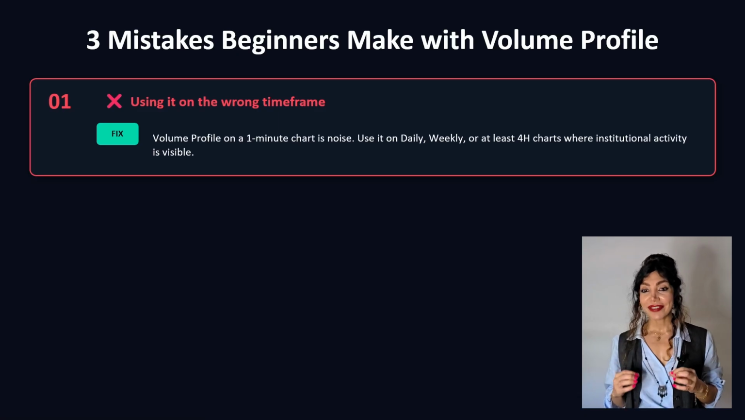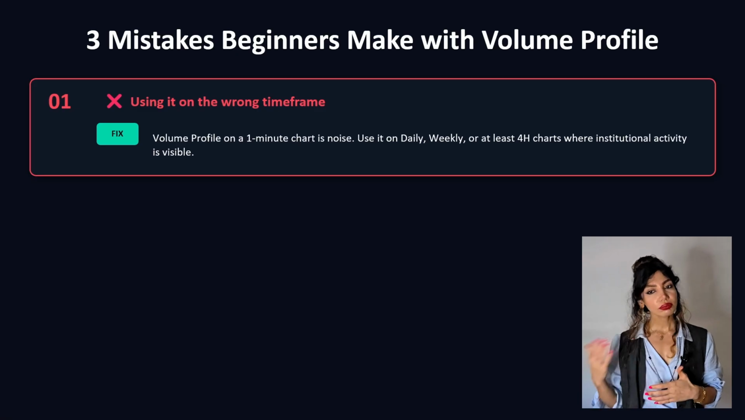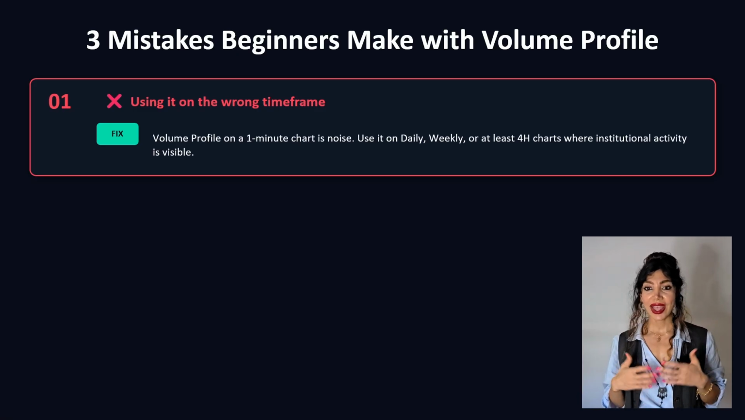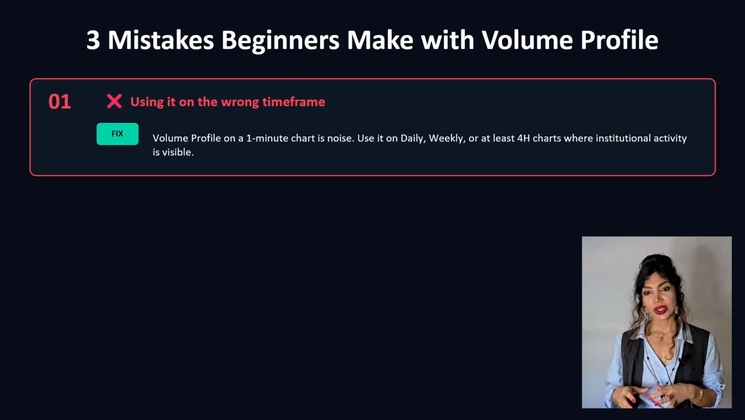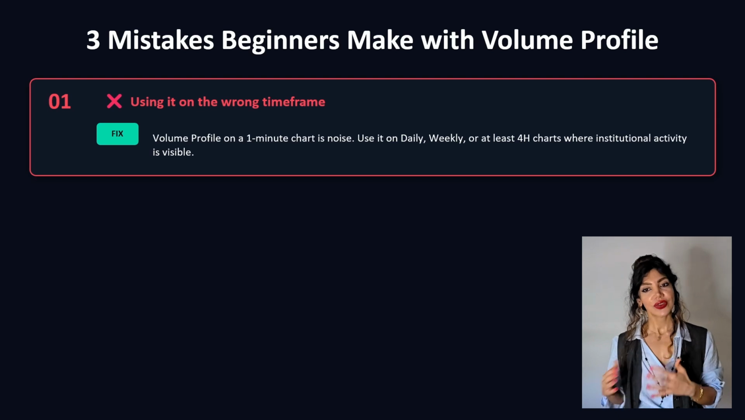Volume profile reveals institutional activity, and institutions don't operate on 1-minute charts. They operate on daily, weekly, and sometimes 4-hour. Fix. Start with the daily chart, add volume profile for the last 30 days, see where the major HVNs and LVNs are. Then, and only then, drop down to lower time frames for your entry.